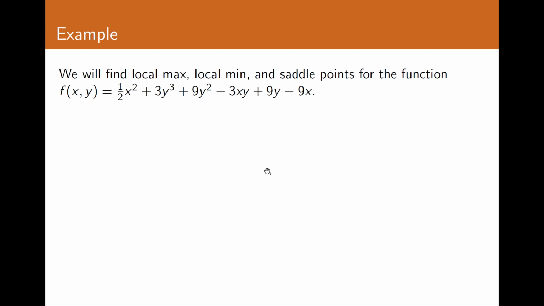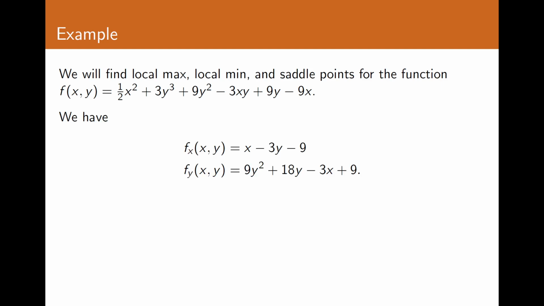So let's work through an example here where we're going to find the local maximum, the local minimum, and the saddle points for this function. So our first step is to find the partial derivatives. So those are straightforward to find. We find f sub x is x minus 3y minus 9, and f sub y is 9y squared plus 18y minus 3x plus 9.